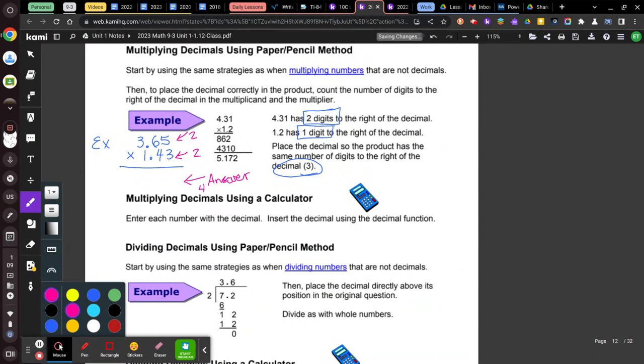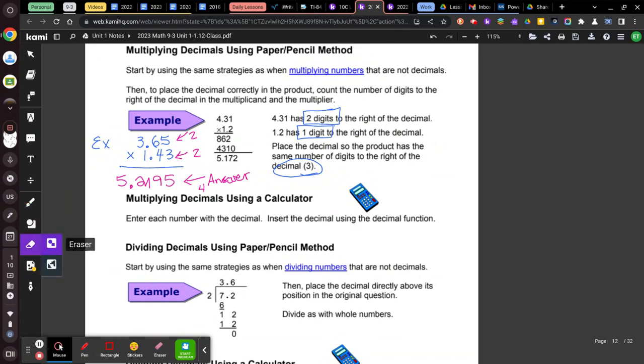So if we take our calculators and we multiply that decimal, 3.65 times 1.43, we're going to get 5.2195. So, like we said, you count the number of decimal places. Okay, so count the number of decimal places, and that's the total number of decimal places or digits after your decimal in the answer. So 2 plus 2 is 4. I have 4 digits after my decimal.